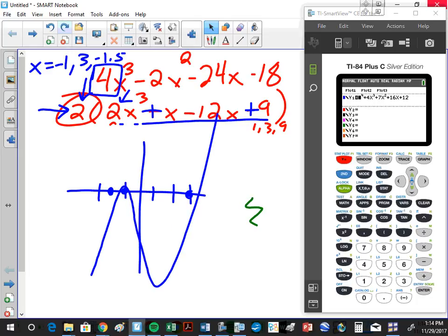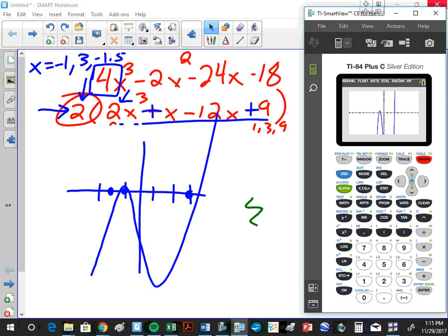So graph the function 4x to the third minus 2x squared minus 24x minus 18. Okay, graph. We'll see how good I did. I did a pretty good job, right? So what is the minimum of this graph? Well, the minimum goes down forever. There is no minimum. What's the maximum?